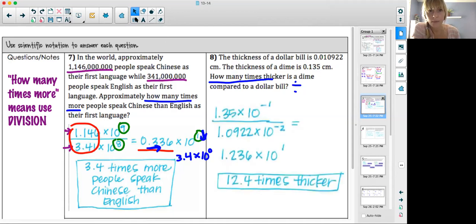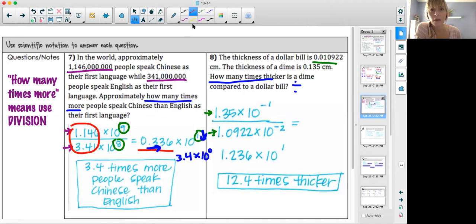First thing I did is I changed this really small number into scientific notation. Make sure you write that down. Then, oh, just kidding, that one's on the bottom because it's smaller. How many times, look at the wording on this. How many times thicker is a dime compared to a dollar bill? So I put dime on top, dollar bill on the bottom. Likewise, back on question number 7, it says, how many times more people speak Chinese than English? So that phrasing there also tells me what order to put this in. Chinese over English, dime over dollar bill. Okay? So I changed them to scientific notation. They're really small. That's why I have negative exponents.